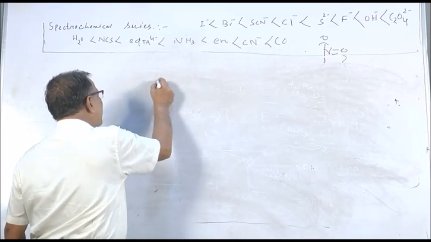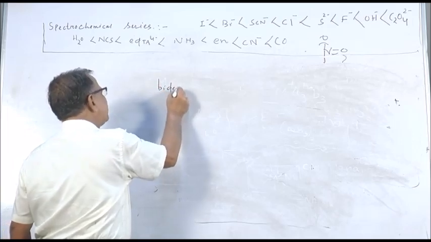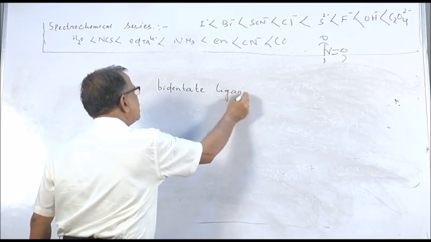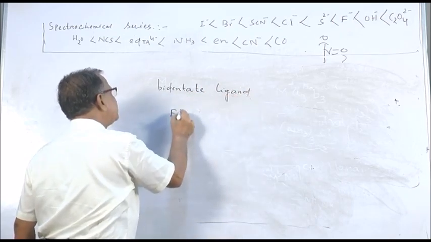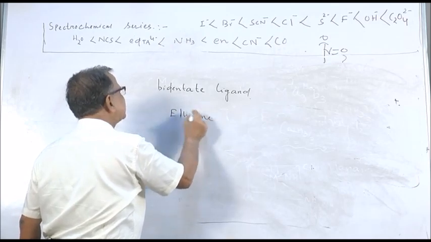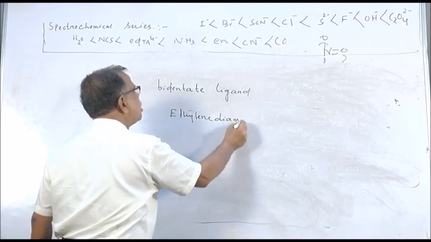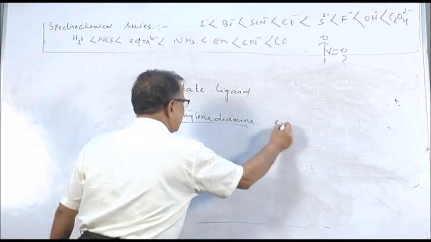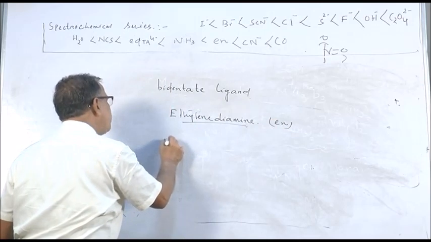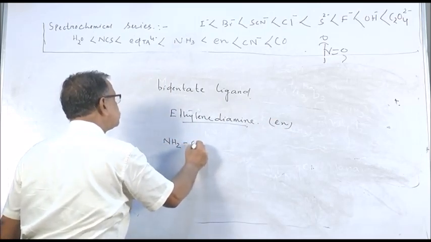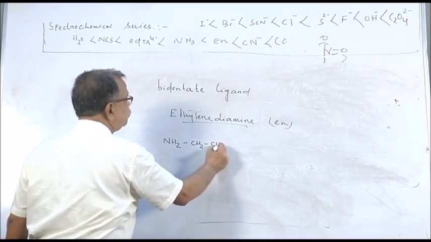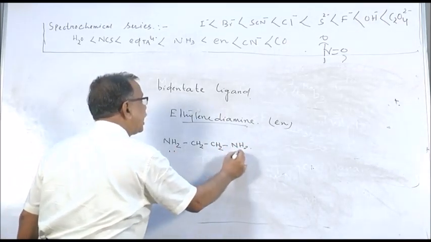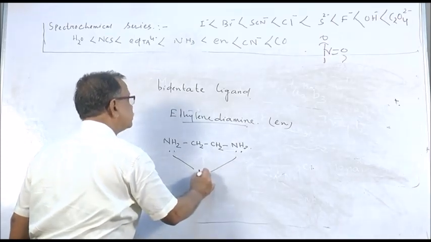Now, bidentate ligand, let us use some bidentate ligand. An example is ethylene diamine, written as en. That is NH2, CH2, CH2, NH2. One molecule can link at two positions, hence it is called bidentate.